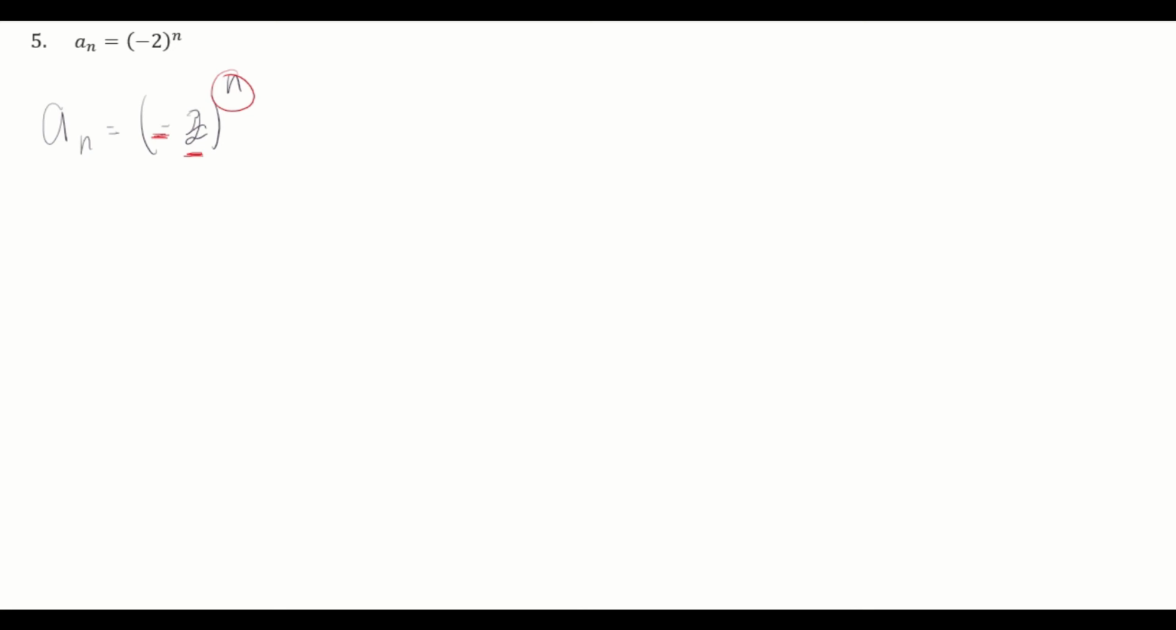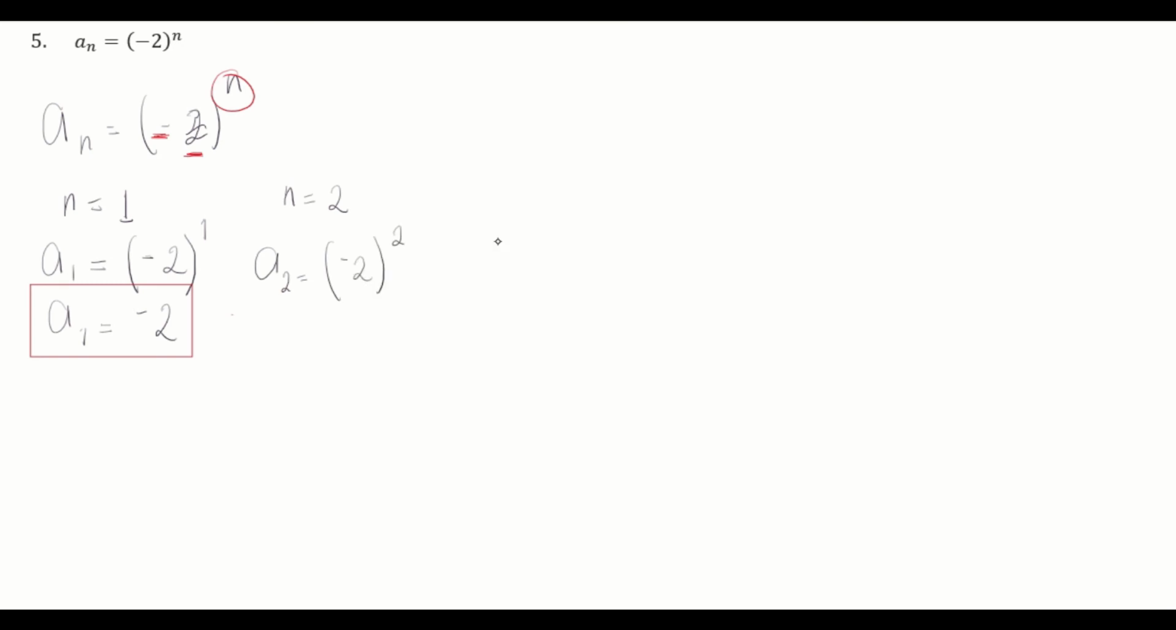So that means if we substitute 1 to get our first term, we have a sub 1 equals (-2) to the power of 1. A sub 1 is just -2 itself. That is our first term. For our second term, we substitute 2 to the variable n. We have a sub 2 equals (-2) to the power of 2. Notice here that our n becomes 2. So we have a sub 2 is equal to -2 times -2. This will give you positive 4. Negative times negative is positive. 2 times 2 is 4. 4 is our second term.